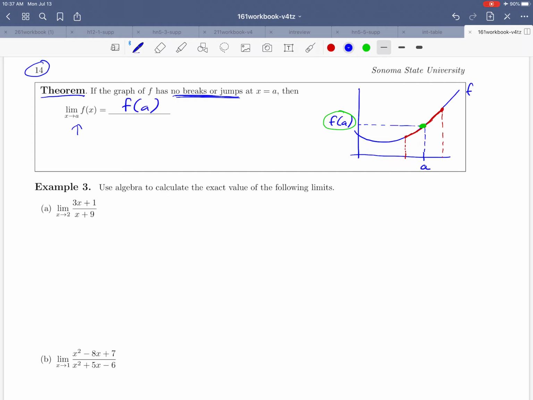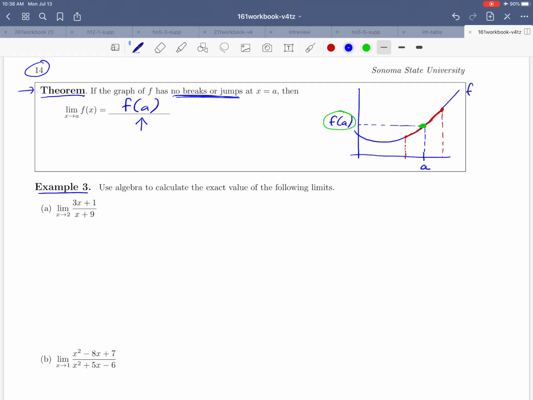Okay, so kind of summed up shortly here, what this is saying is that if your function doesn't have breaks or jumps in it, you can calculate your limit by literally just taking the number x equals a and substituting it into your function. Okay, and I want to show you what we mean by that in example 3 down here. Okay, so they'd like us to use algebra to calculate the exact value of these limits, and by using algebra, they're just basically asking us to use this theorem.